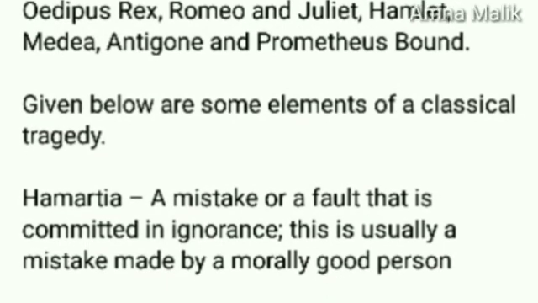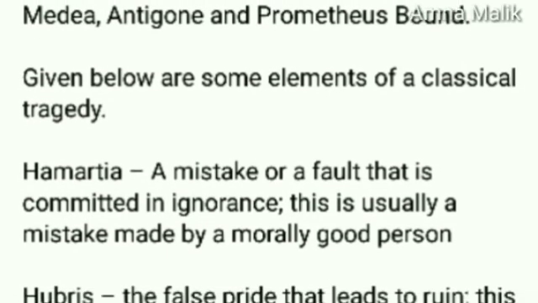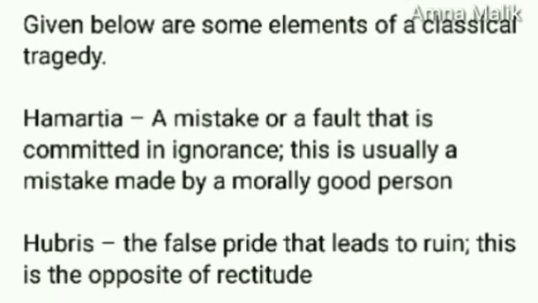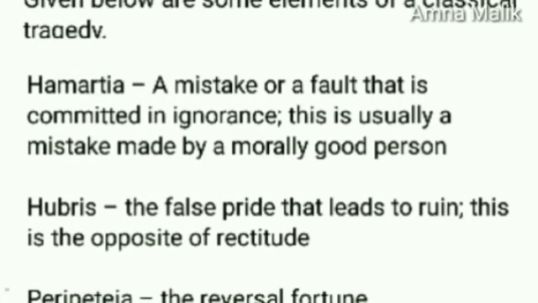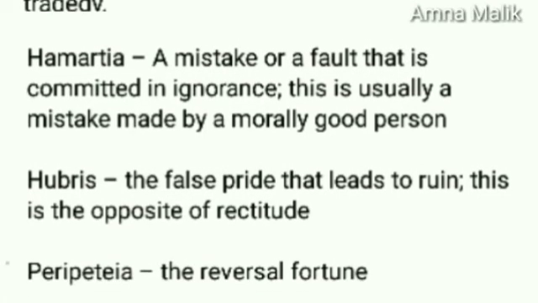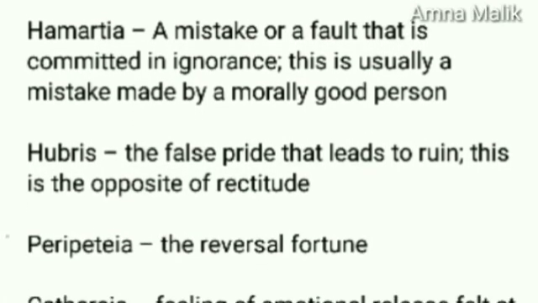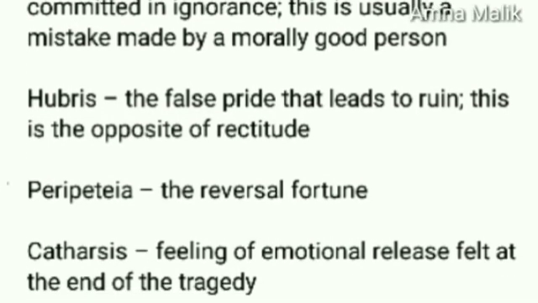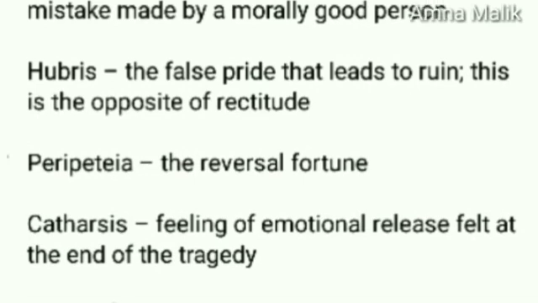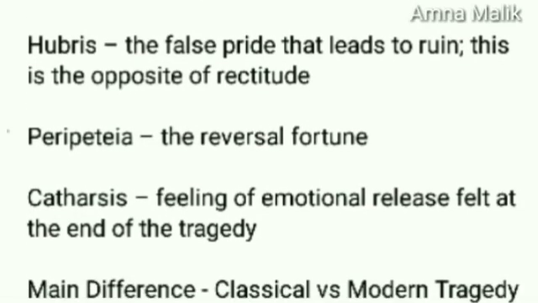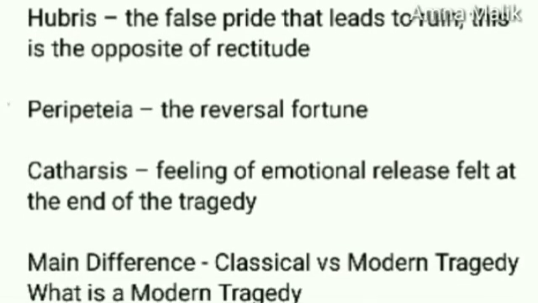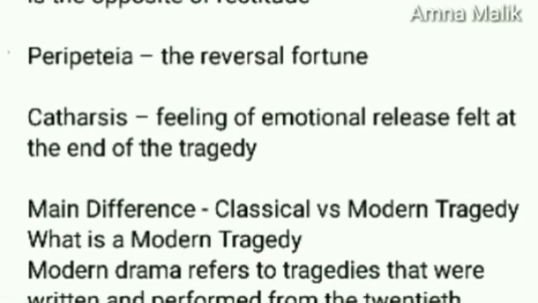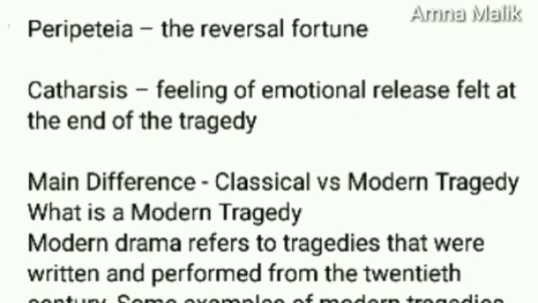Given below are some elements of a classical tragedy. Hamartia: a mistake or a fault that is committed in ignorance. This is usually a mistake made by a morally good person. Hubris: the false pride that leads to ruin. This is the opposite of rectitude. Peripeteia: the reversal of fortune. Catharsis: the feeling of emotional release felt at the end of the tragedy.